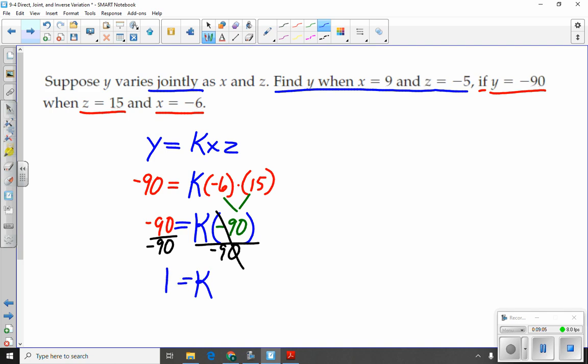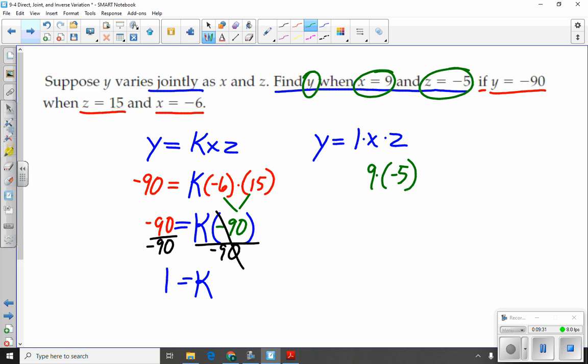Well, now that I know that k equals 1, I can go back to my joint variation equation, y equals 1 times x times z. And now I can find y when x is 9 and z is -5. So I'm going to plug in a 9 for x, a -5 for z, and now I can solve for y. So 1 times 9 is 9. 9 times -5 is -45. And now I found my y.